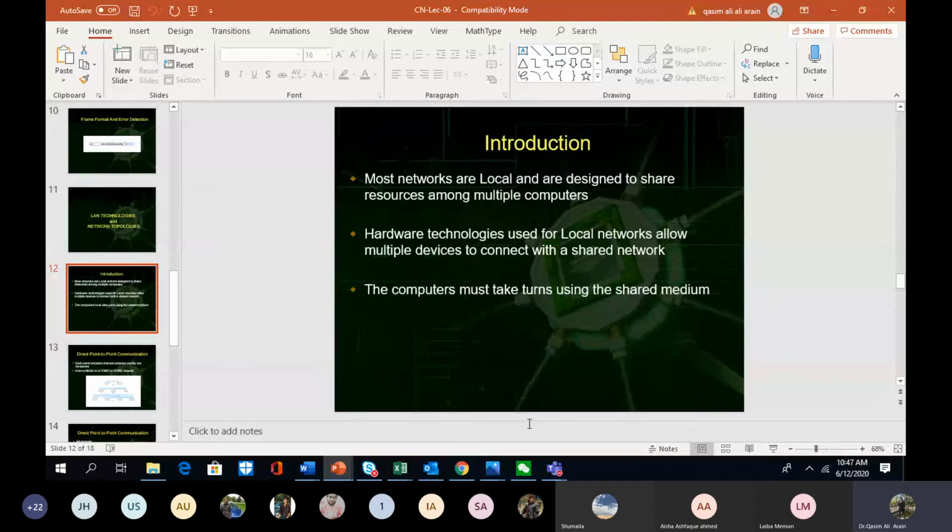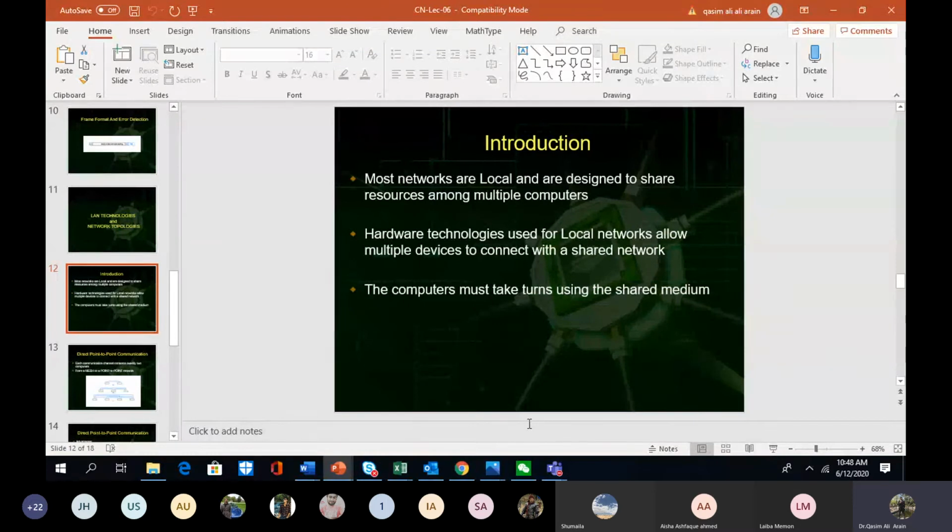Once the medium is free, then some other computer will get its turn to send the data over that medium. It is not possible that at a single time multiple computers can share the same medium. That is the drawback of the bus topology. But if you have a star topology, that must not be the case. Your bandwidth is shared, every computer can send the data, every computer can receive the data. That must not be the case in the star topology. So the computers must take turns using the shared medium. Every computer will have its own turn if they are accessing a shared medium, right?